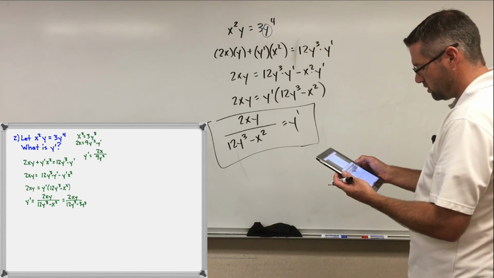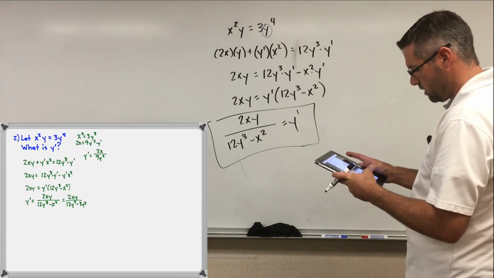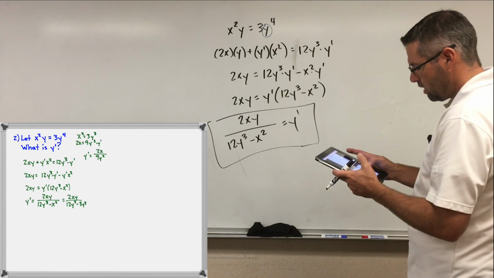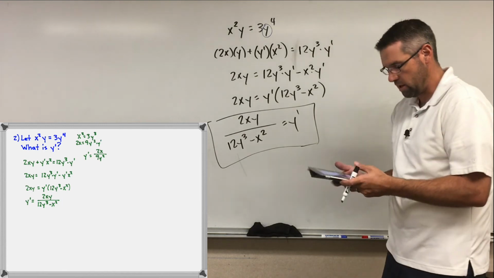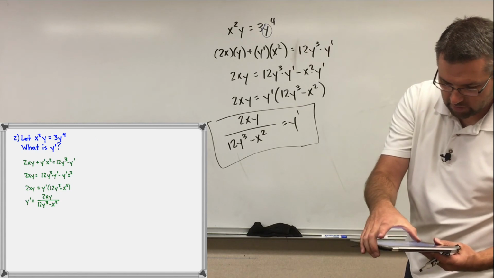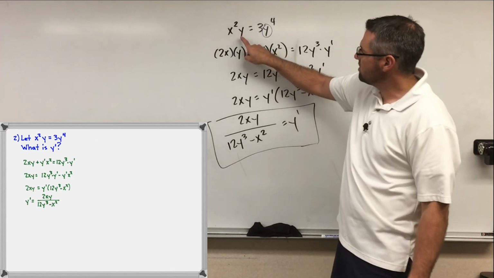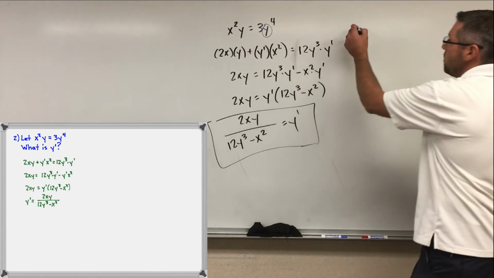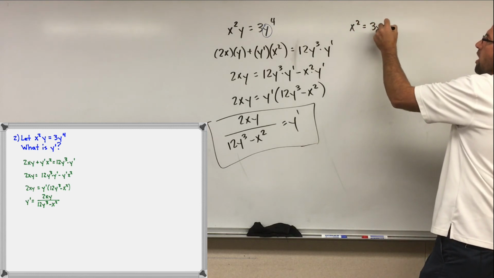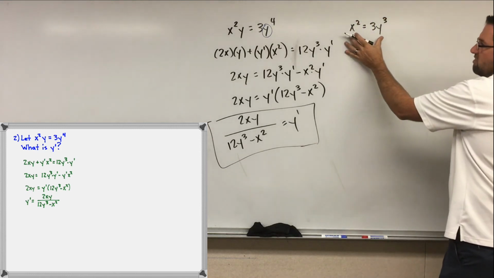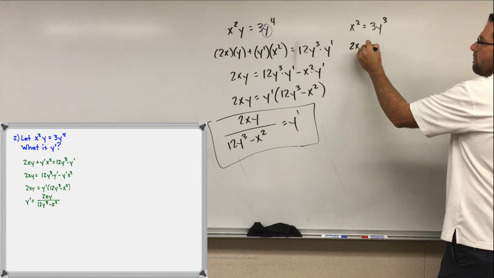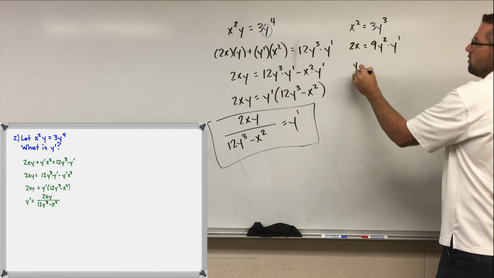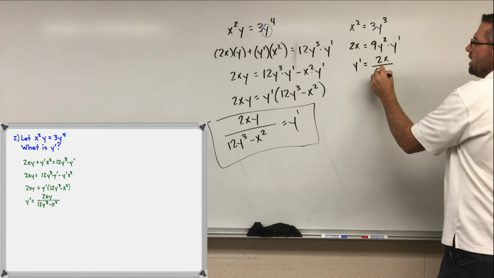Now, another way to approach this, it looks like, let's see, what did I do here? You could have simplified that further. I guess what I'm getting at here is the idea, you might have recognized it earlier, that since both sides have a y, maybe I could just divide both sides by y. So I'd end up with x squared equals 3y cubed. And then, if I took the derivative of this, I would end up with 2x equals 9y squared times y prime. And then isolating y prime, we end up with y prime equals 2x over 9y squared.